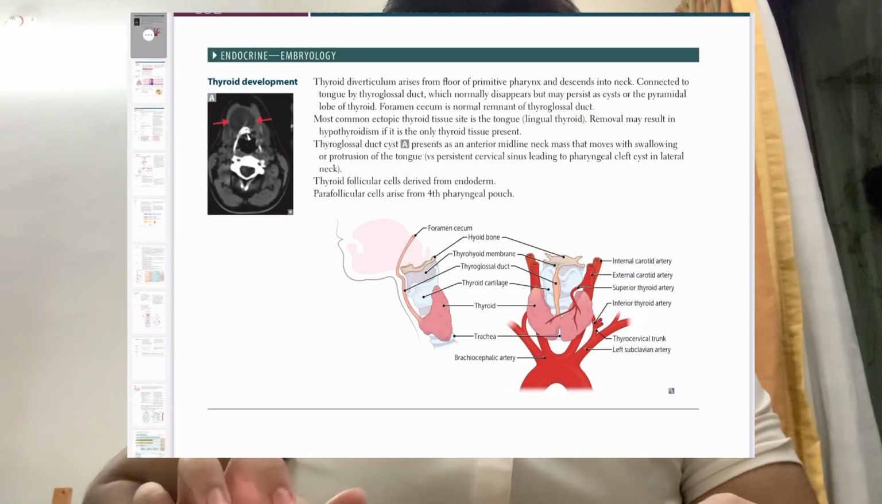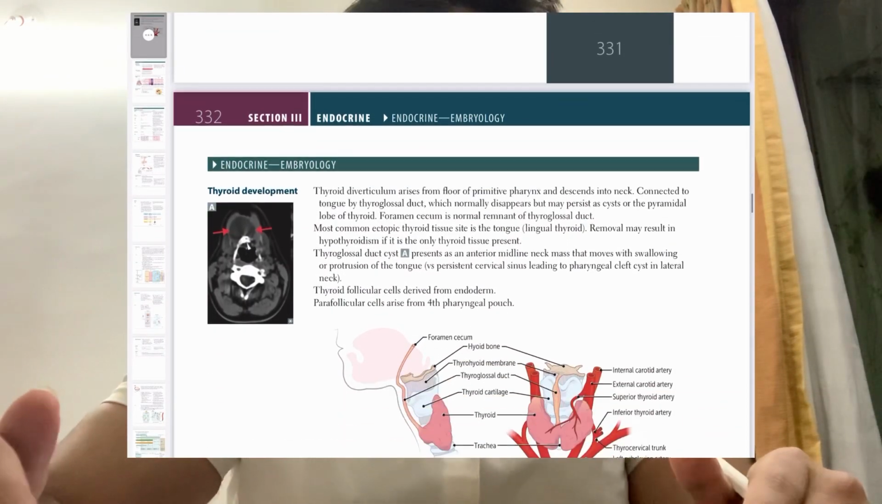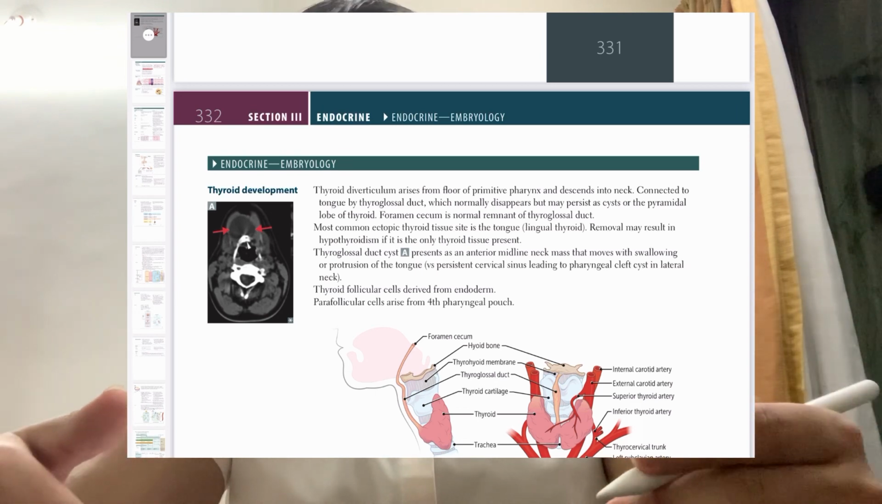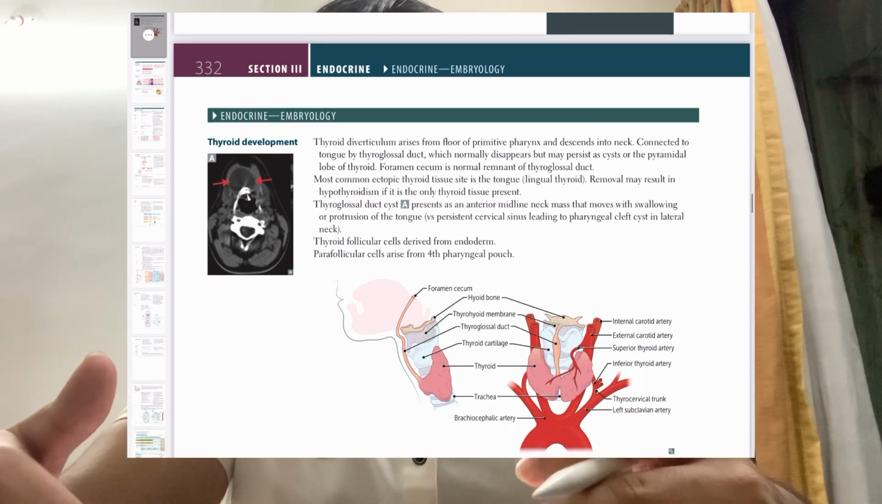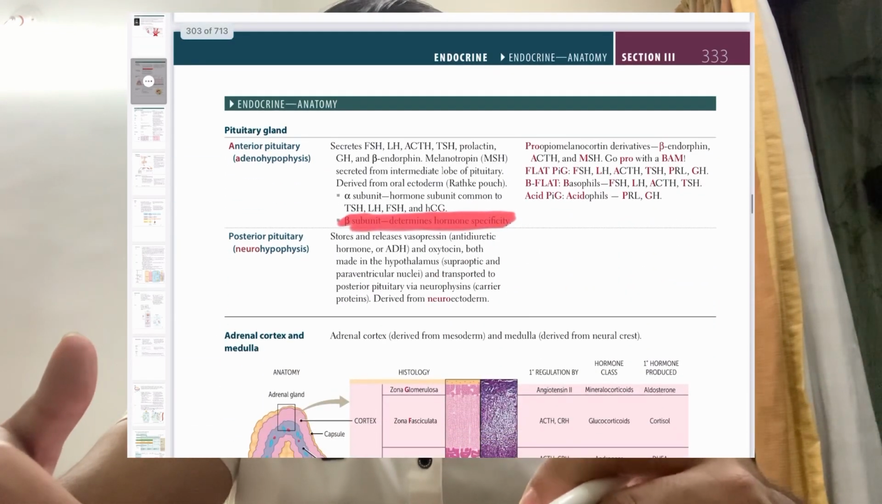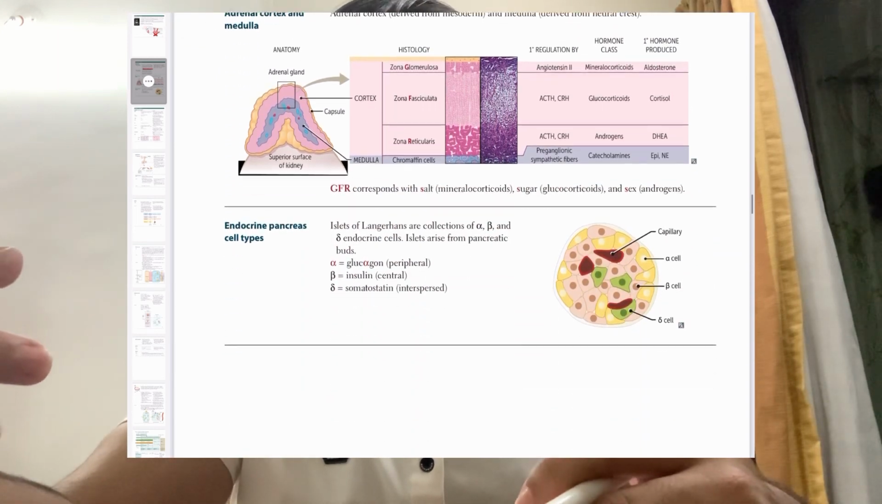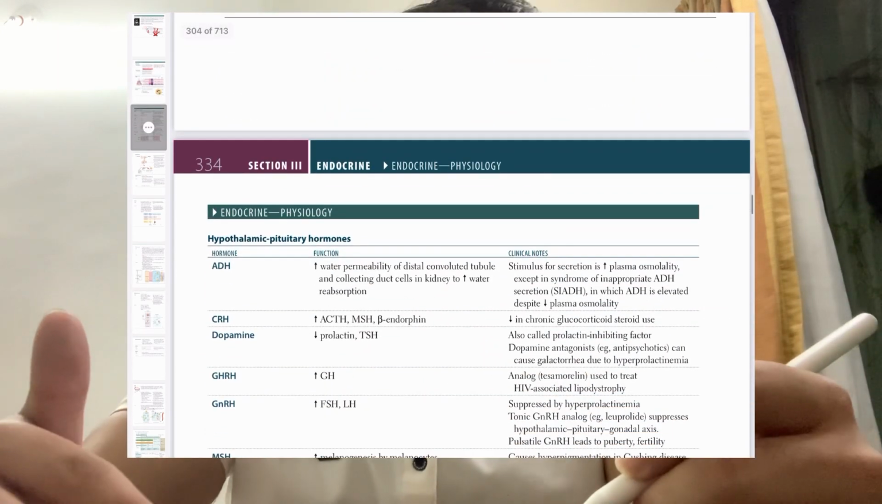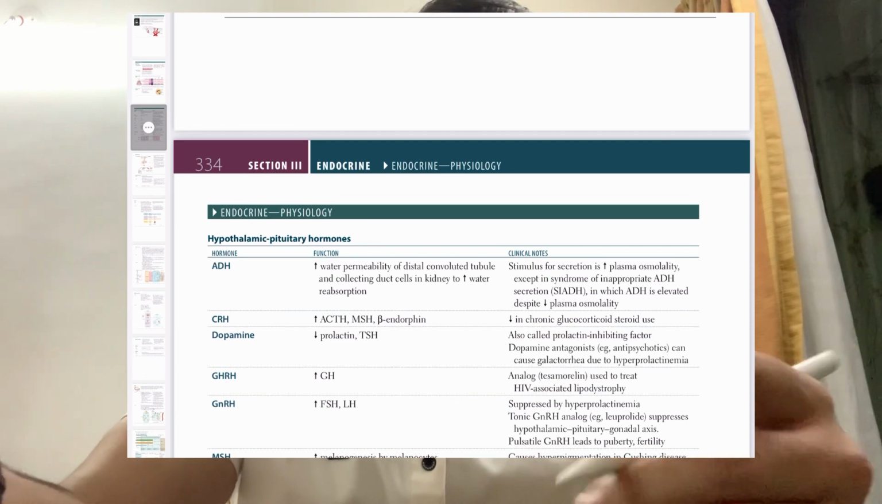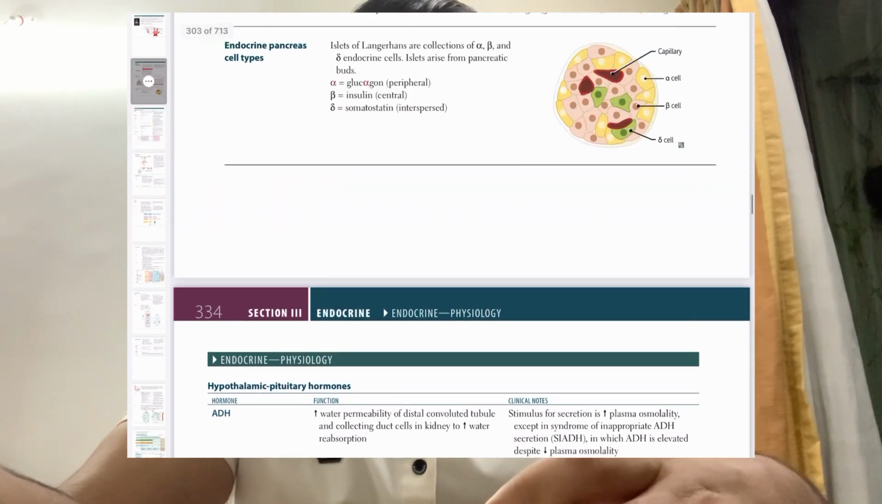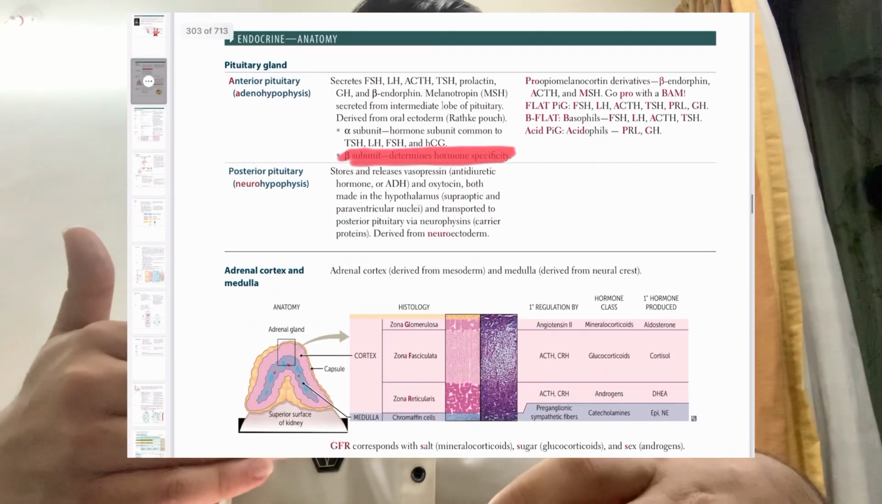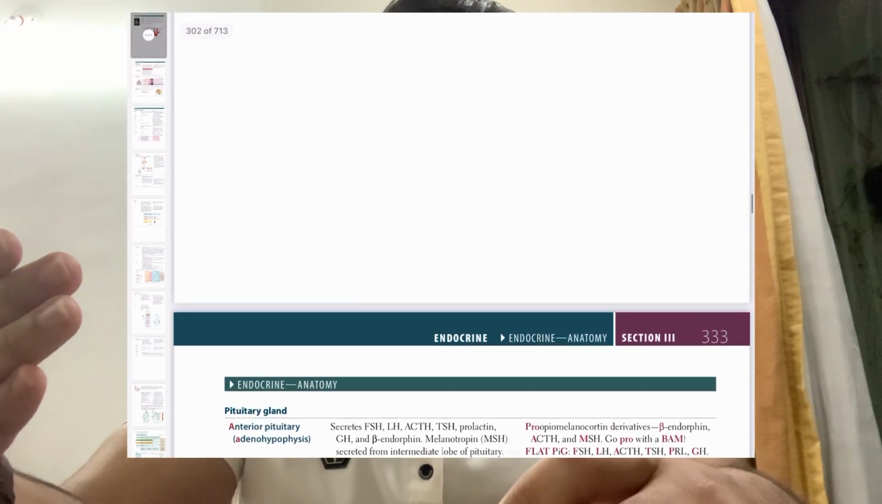So coming to page number 331 of the First Aid 2022 edition, we'll see the endocrine embryology, then we'll move towards endocrine anatomy, adrenal cortex, medulla, endocrine pancreas, and cell types. In this, endocrine anatomy is not very important, but you need to go through it once. You need to know the basic hormones and all those things. That's just a memory part.